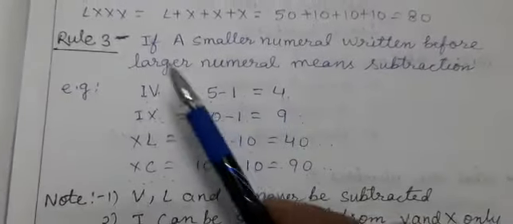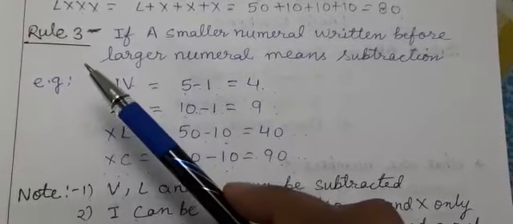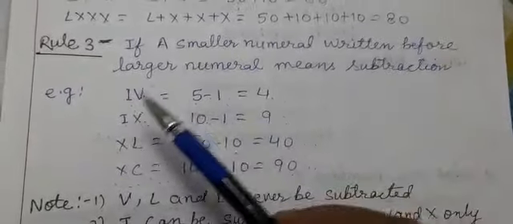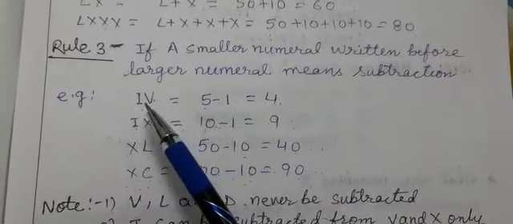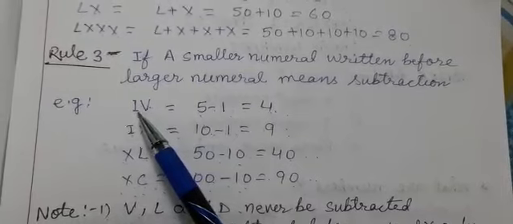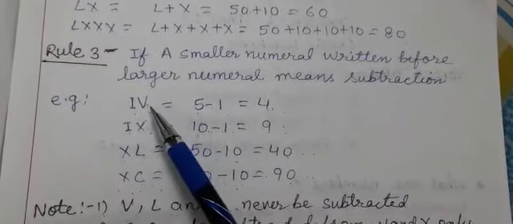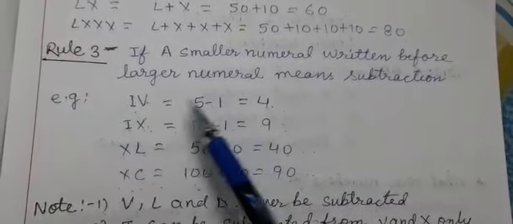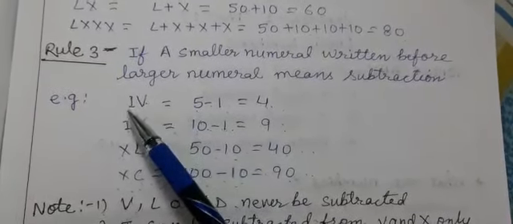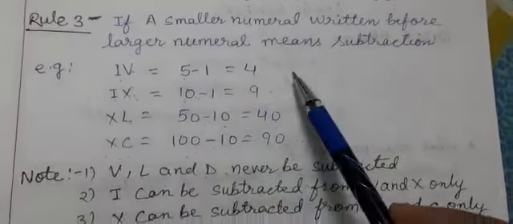Now rule number 3. Rule number 3 is opposite to rule number 2. In rule number 3, a smaller number written before a larger number means subtraction. Here the larger number is V and the smaller number is I, and the smaller number I is written before the larger number V. So we have to subtract the symbols. V is equal to 5 minus I is equal to 1. So 5 minus 1 is 4. So IV is equal to 4.